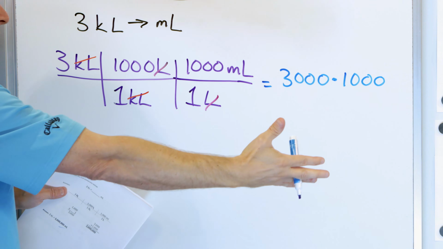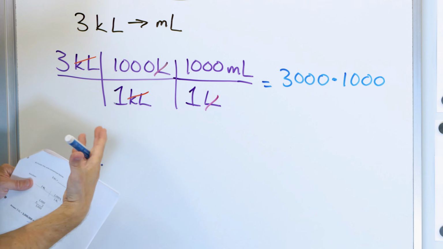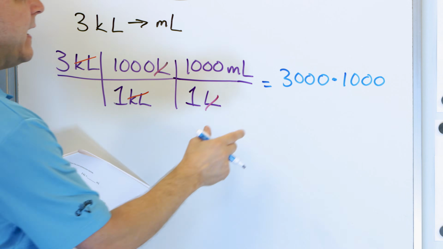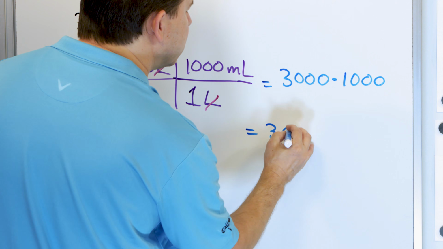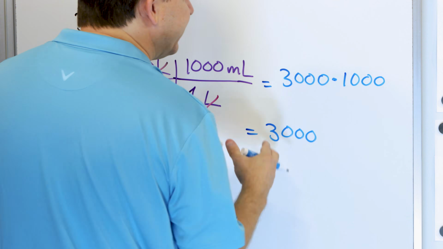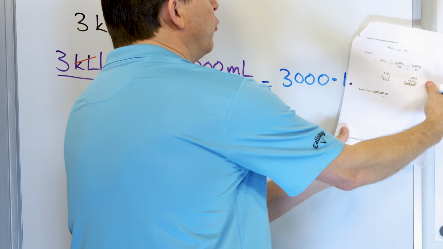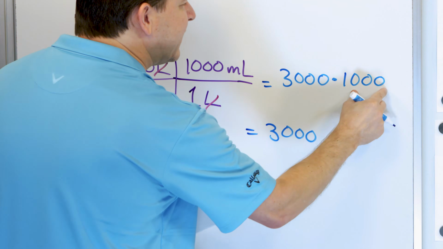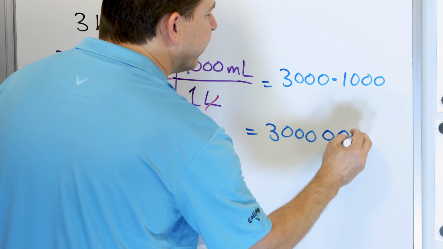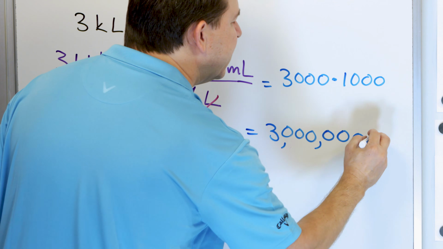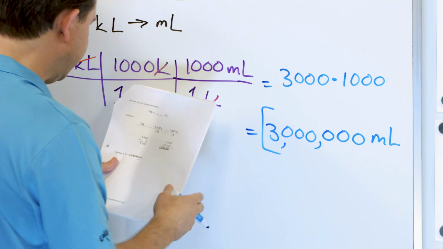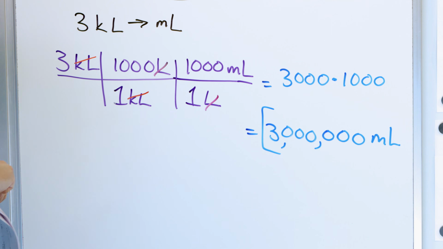Of course, I can write it all down and do all the long multiplication, but I know that when I multiply by a power of 10, all I have to do is essentially cover up the zeros here. I'm multiplying by 1, so I'm going to get 3,000, and then I'll just add these zeros back in, 3 more of them. And so it's going to be 3 million, and the unit here is milliliters. So the unit is 3 million milliliters.